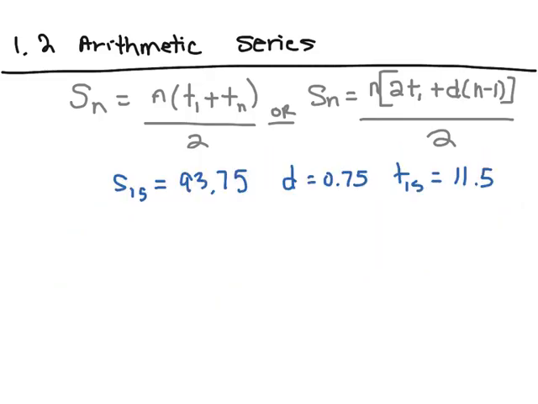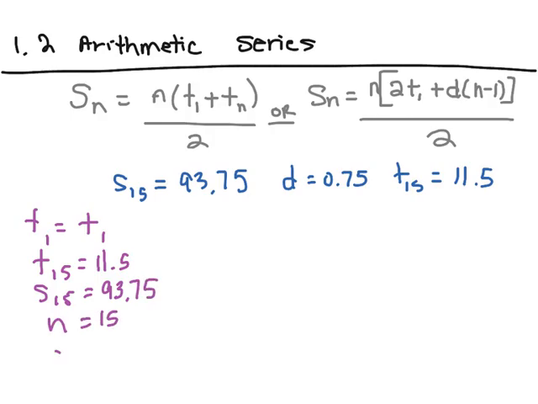So an arithmetic series has S15 at 93.75. Our common difference is 0.75, and term 15 is 11.5. We want to determine the first 3 terms of the series. So this time what we're looking for is our term 1. We don't know what term 1 is. We know that term 15 is 11.5, and sum 15 is 93.75. We know that n is 15, and d is 0.75.